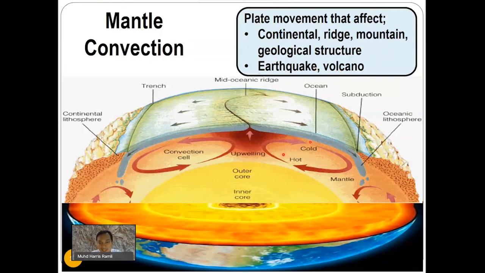Okay, if you have a ridge, this is what you have. This is what we call the ridge. If it happens in the ocean, you have a mid-oceanic ridge, and you have an upwelling of magma. Upwelling of magma is the magma going upwards. All the magma is going to rise in here.